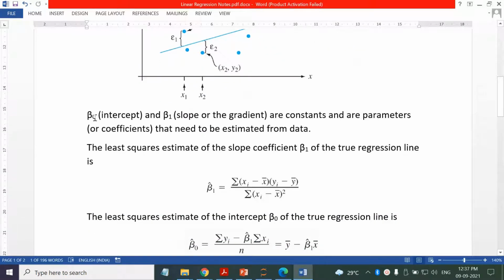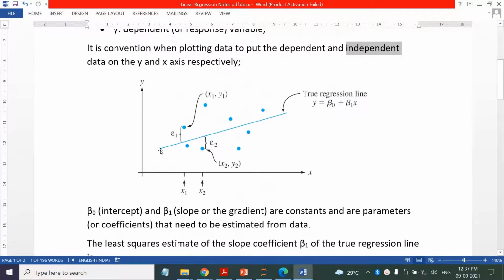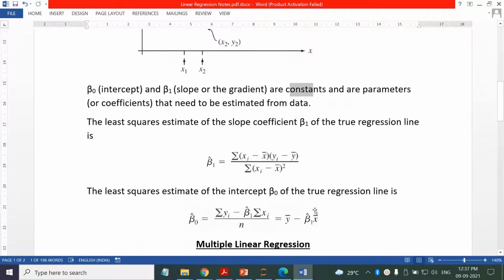Then beta 0: if you continue this line, it will intersect the y-axis. That y-axis intercept is the beta 0 value, and the slope of this line is denoted by beta 1. They are constants for this data distribution, and are the parameters that need to be estimated from the data. This linear regression comes under supervised learning, so we have to learn the values beta 0 and beta 1 from the data.